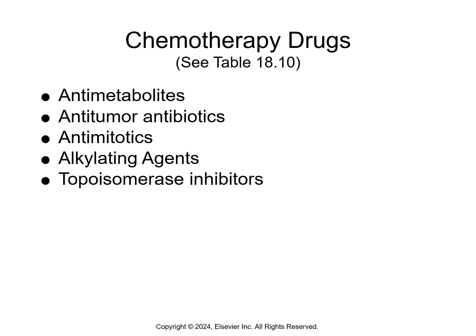Chemotherapy drugs come in these categories: anti-metabolites. Methotrexate falls under that one. That's a more common chemo drug. Anti-tumor antibiotics, alkylating agents, and the topoisomerase inhibitors.